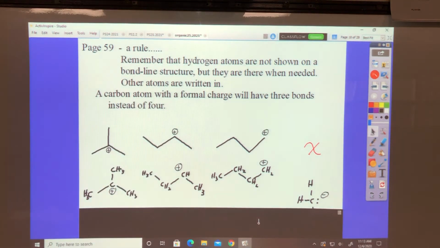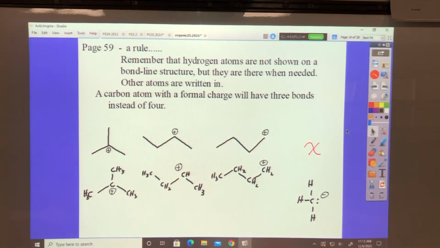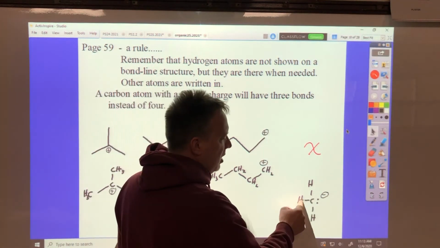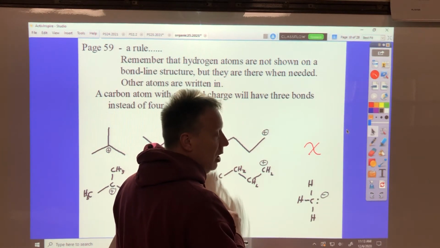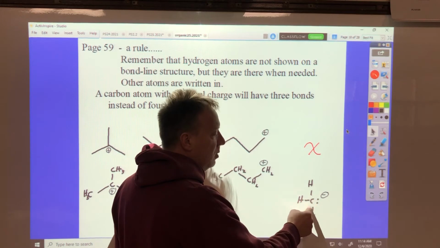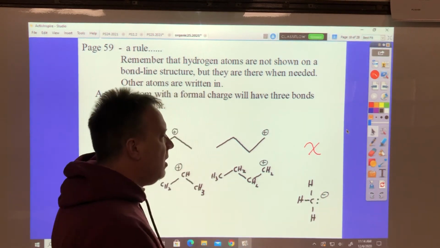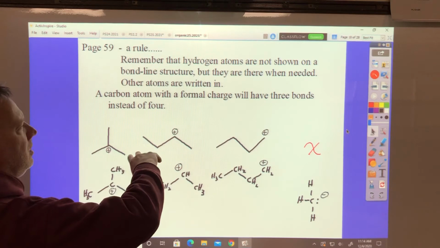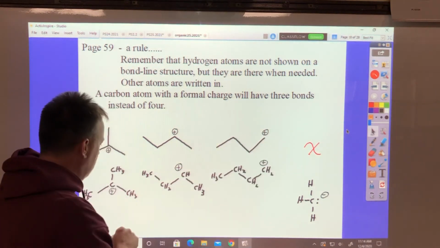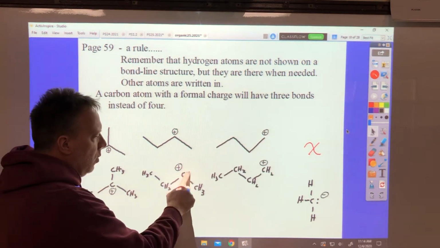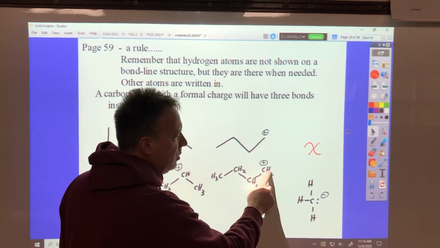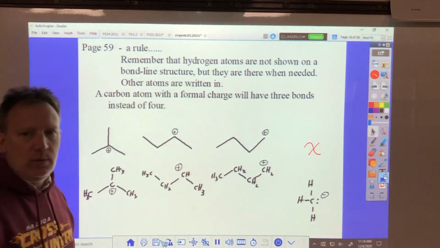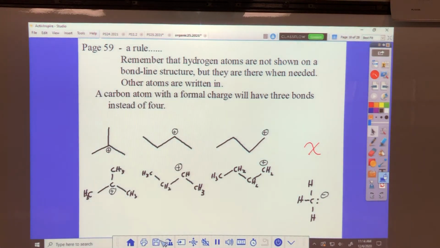If that formal charge is a negative, the way you can get that is to have hydrogen, hydrogen, hydrogen, and 2 electrons here, a lone pair. Then you'll have 1, 2, 3, 4, 5, and you get a negative charge there. In every one of these cases, you got 3 bonds. So you got 1, 2, 3, 1, 2, 3, 1, 2, 3, and 1, 2, 3. That's the rule. If you've got a formal charge on a carbon, it's got 3 bonds.